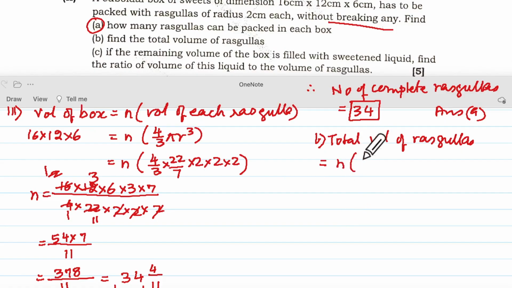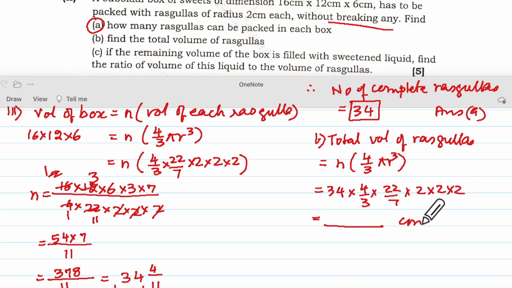It will be n into 4 upon 3. They have not mentioned total volume of the rasgullas in the box, but they are implying that. So it will have to be 34 into 4 upon 3 into 22 upon 7 into 2 times 2 times 2. Now this is going to be blah centimeter cube. There is no shortcut for this, so just leave it. You know how to do this. Now what are they saying?